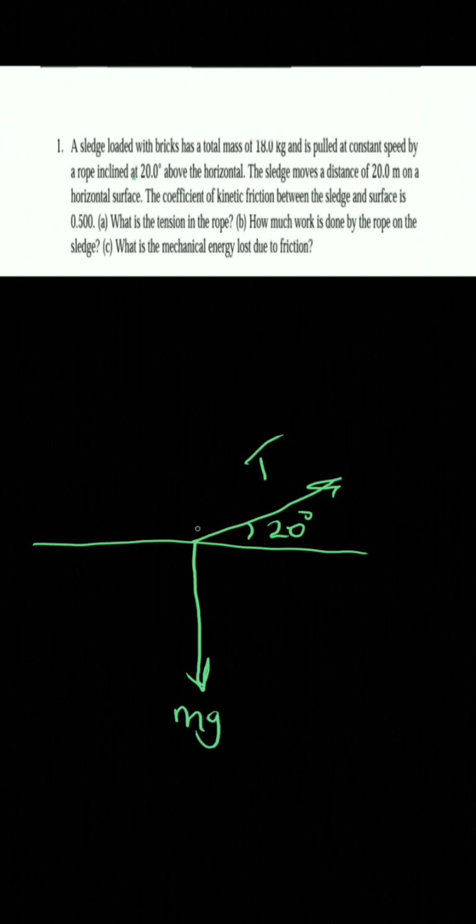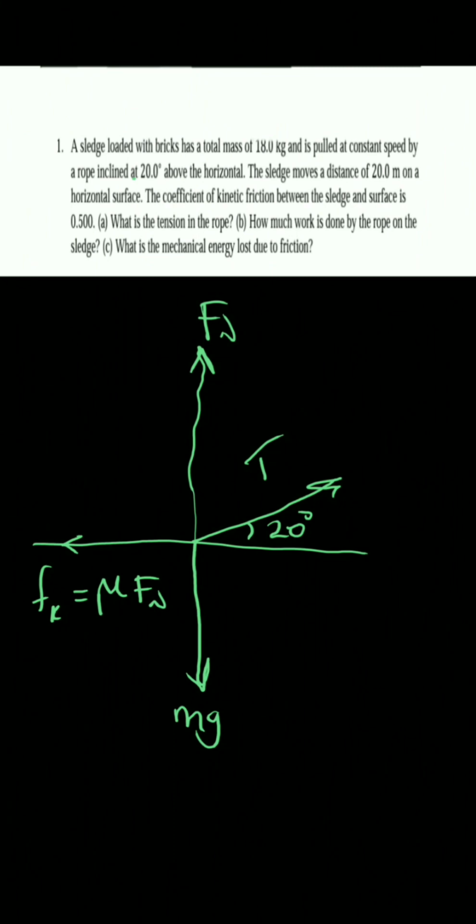We have the upward force, which is perpendicular to the direction of the sledge. This is the normal force, so it's perpendicular and upward. Then on the other side, since there's friction between the surface, we have a friction force, which is given as the coefficient of kinetic friction multiplied by the normal force, like that.